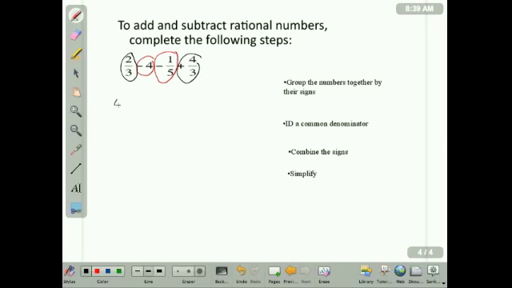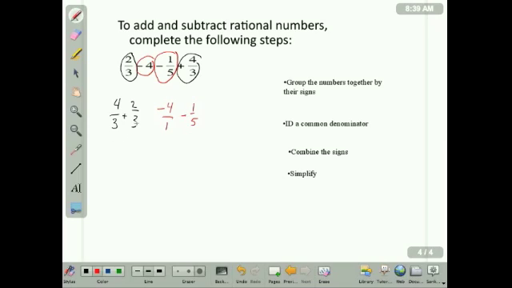And I'm going to go 4/3 plus 2/3. I've already got a common denominator for this one, so that's okay. And then I'm going to group my -4. I'm going to put a 1 under that, and a -1 over 5.